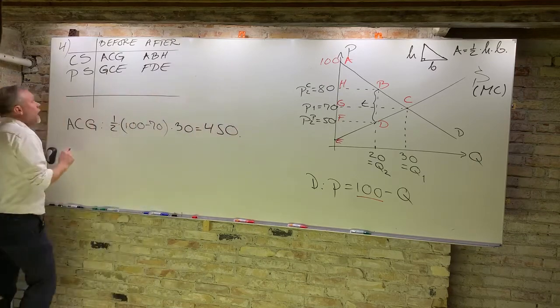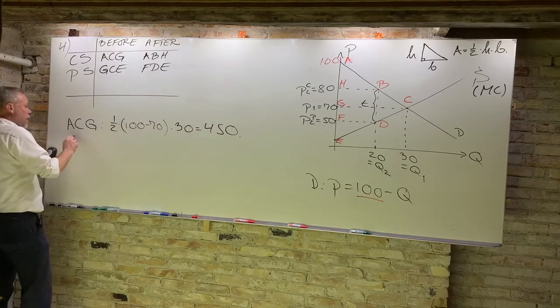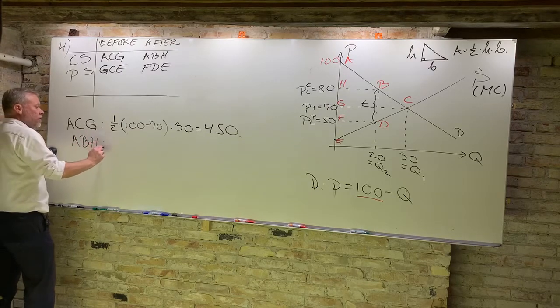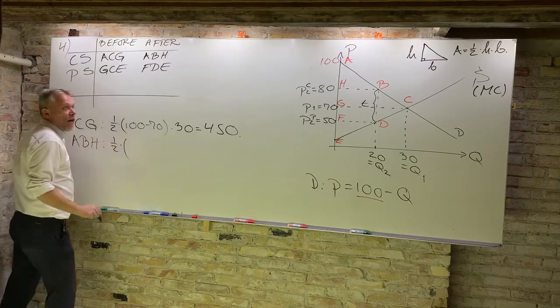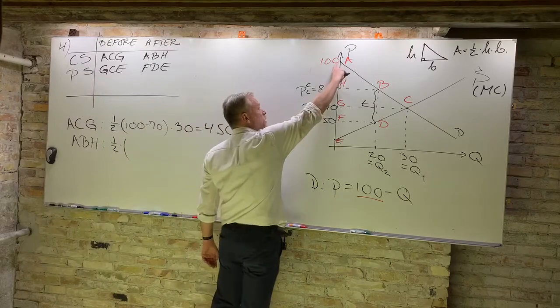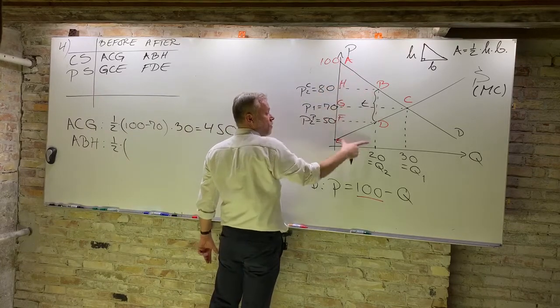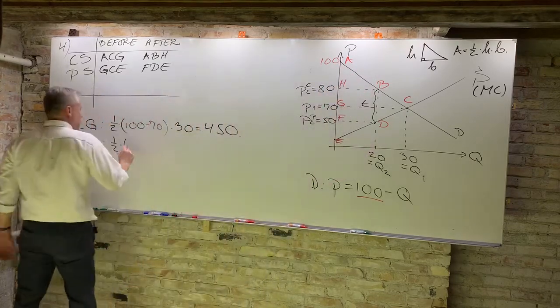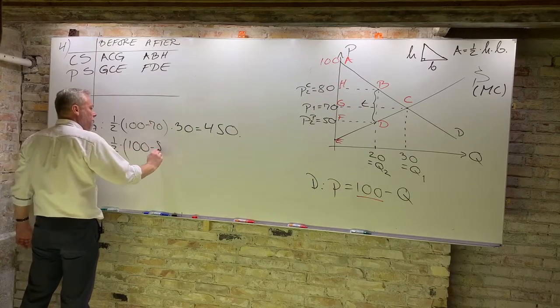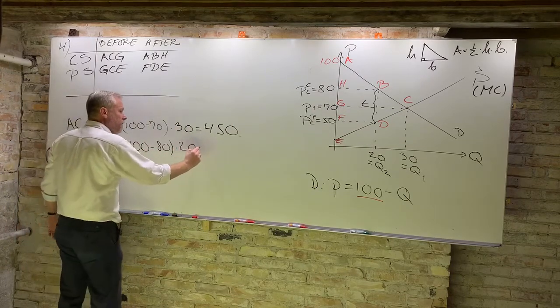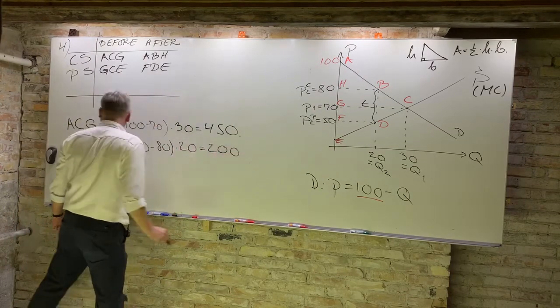450. If we look at the consumer surplus afterwards, it's also a right triangle, which now has a height equal to the difference between 100 and 80, and a base equal to 20, the new quantity. So we get here 100 minus 80 times 20, which is 200.